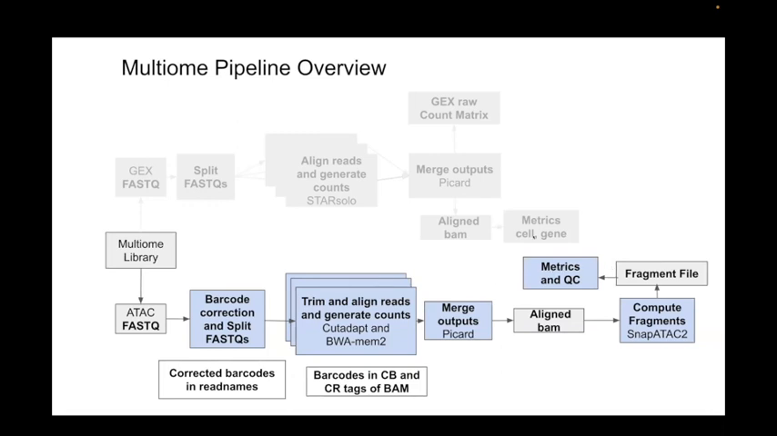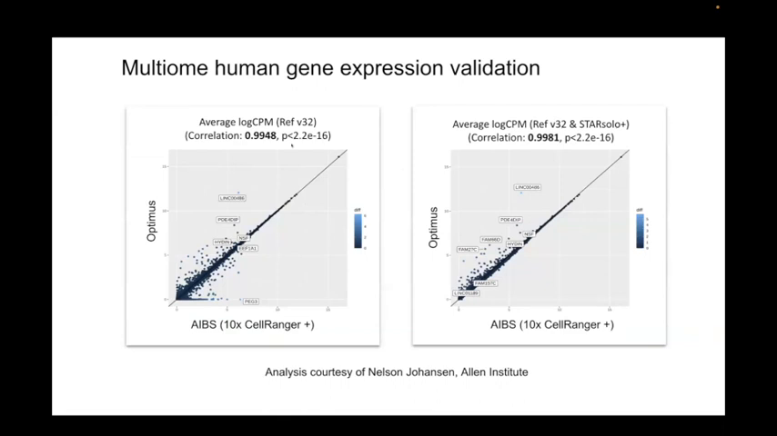Now that you've seen the overview of the multi-omic pipeline, let's see how we validated the pipeline. Here we're going to look at validating human gene expression data. These plots were produced by Nelson Johnson from the Allen Institute. The x-axis for these plots corresponds to Allen Institute's 10x Cell Ranger output. And the y-axis for both of these plots corresponds to the output produced by our pipeline. Each point here corresponds to a gene.